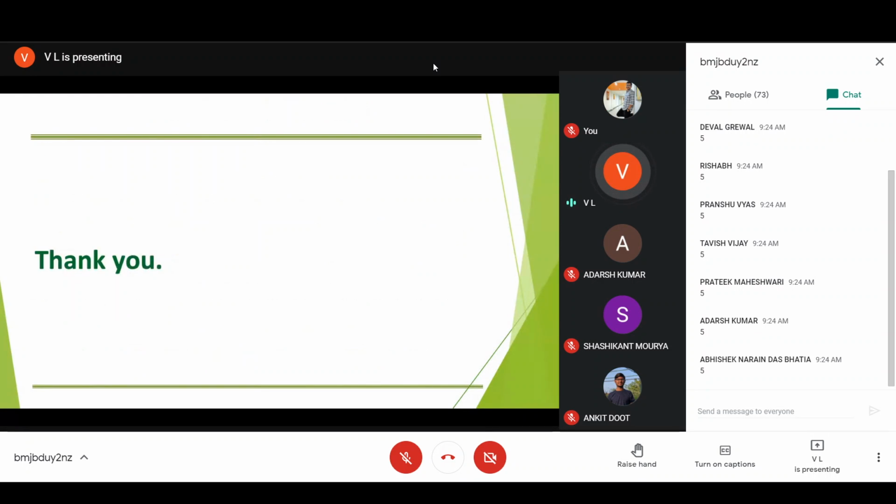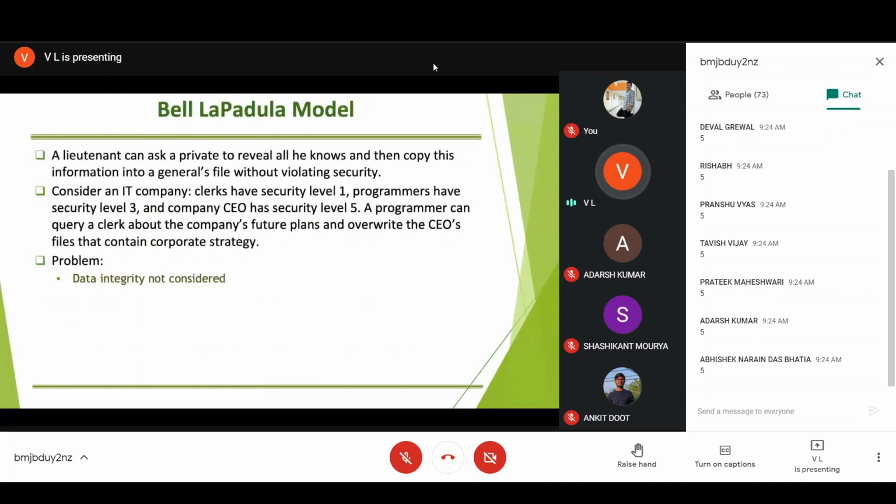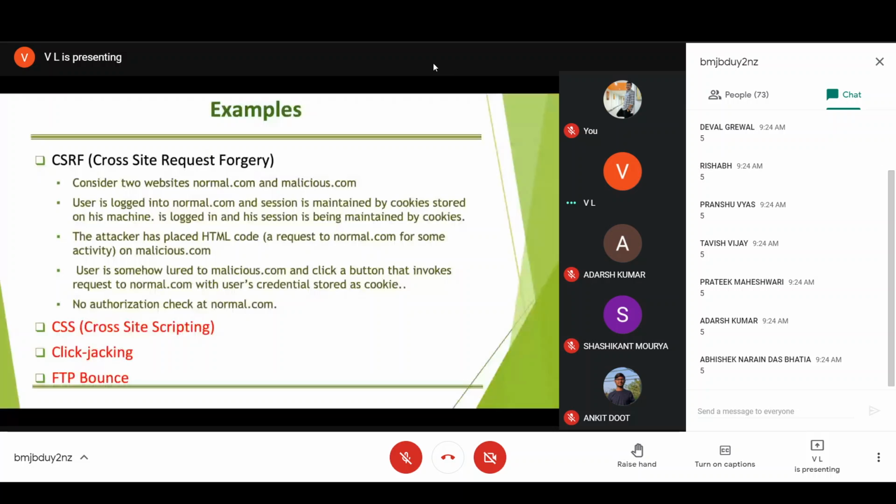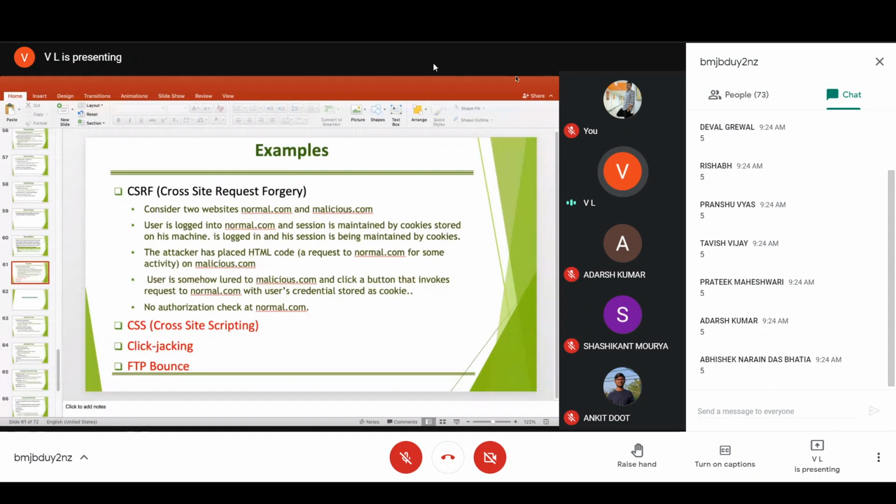So maybe you can read more about it. And I will also ask you to read more about CSRF, CSS, and FTP bounce. So these will be the assignments for today. And now let me pose a question for attendance. Quickly.